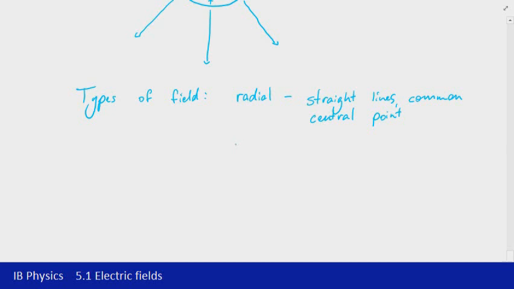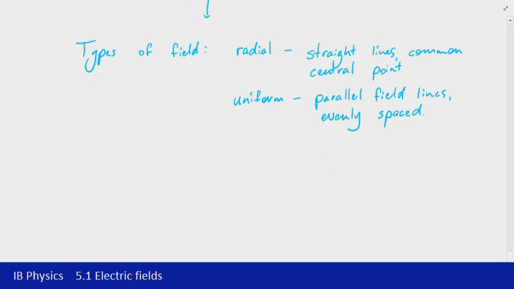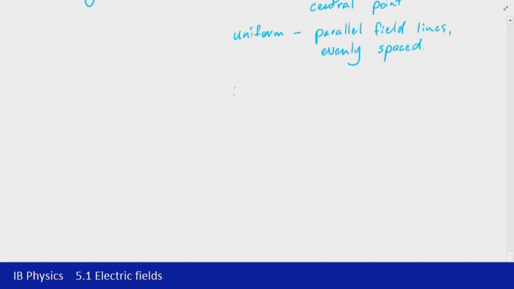And the other one that's particularly important to note is a uniform field. Now, in a uniform field, the field lines are parallel, and they are evenly spaced. So if they're evenly spaced, that means that the strength of the field is constant the whole way through the field. So we've already seen some radial fields. We'll just quickly sketch what a uniform field looks like.